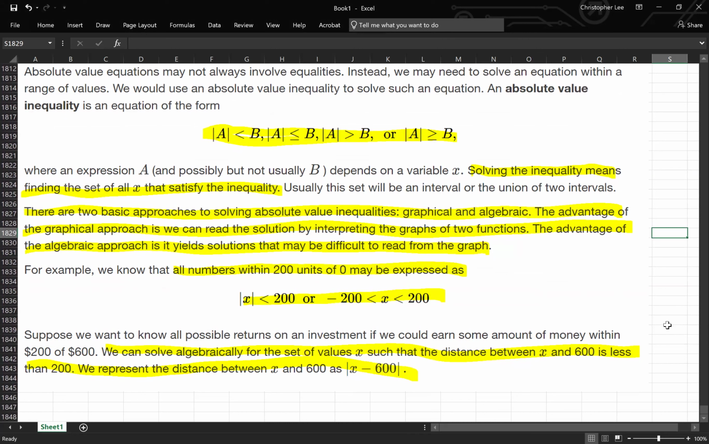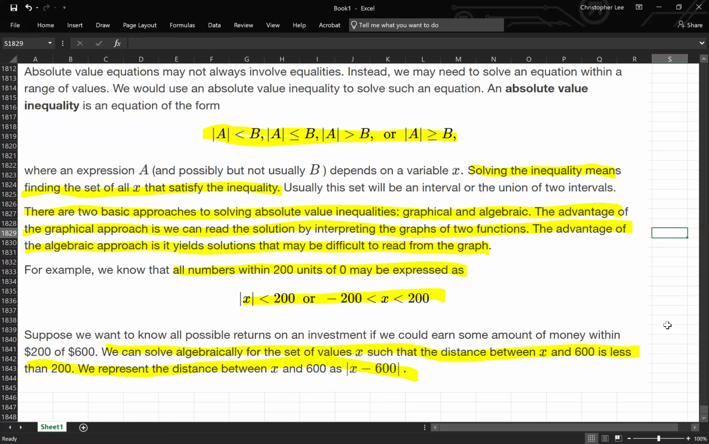An absolute value inequality is an equation of the form absolute value of A less than B, or absolute value of A less than or equal to B, or absolute value of A greater than B, or absolute value of A greater than or equal to B, for example, where an expression A, and possibly, but not usually, B, depends on a variable X. Solving the inequality means finding the set of all X's that satisfy that inequality. Usually, this set will be an interval or the union of two intervals.